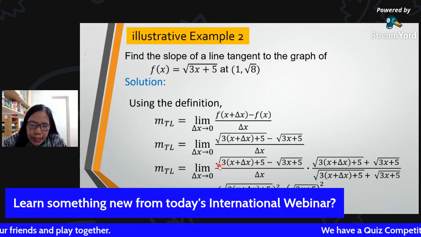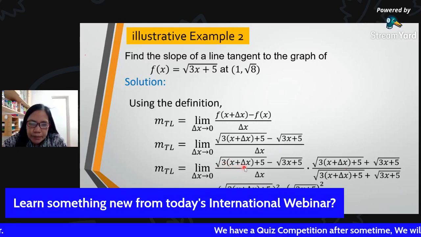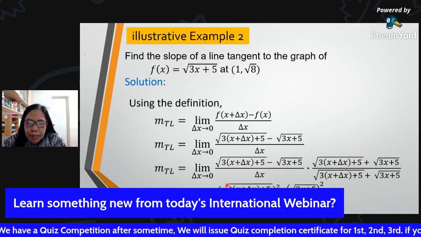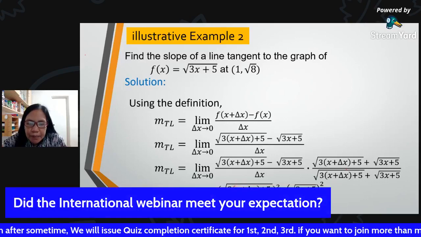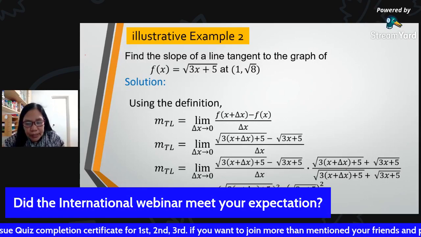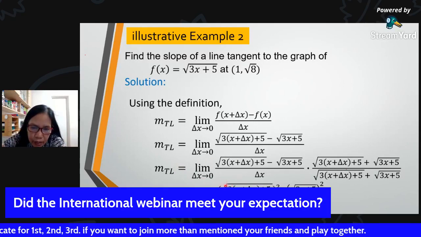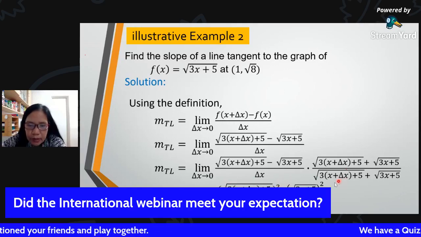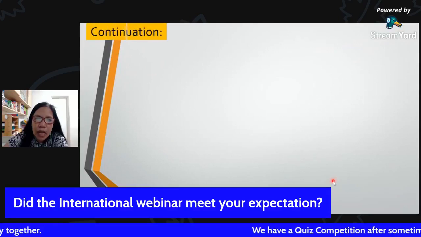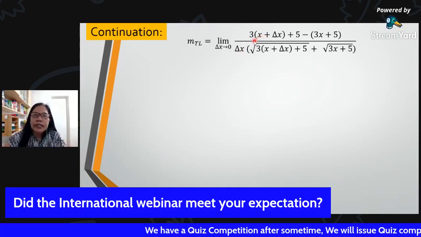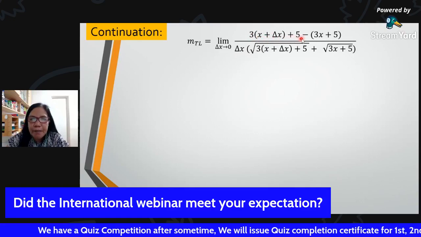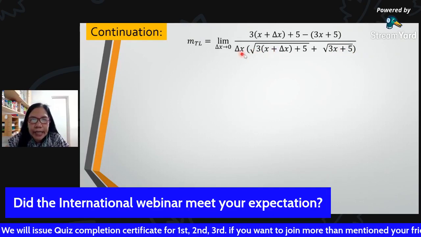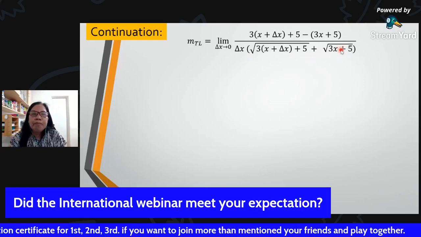So we have here square root of 3, quantity x plus delta x plus 5, and this is minus and this is plus. So we have now square root of 3 multiplied by x plus delta x plus 5 is squared. So we can cancel this square root because we have a squared here. So what will happen? We have 3 times x plus delta x plus 5 minus 3x plus 5. And then we multiply the denominator, so delta x multiplied by this one.